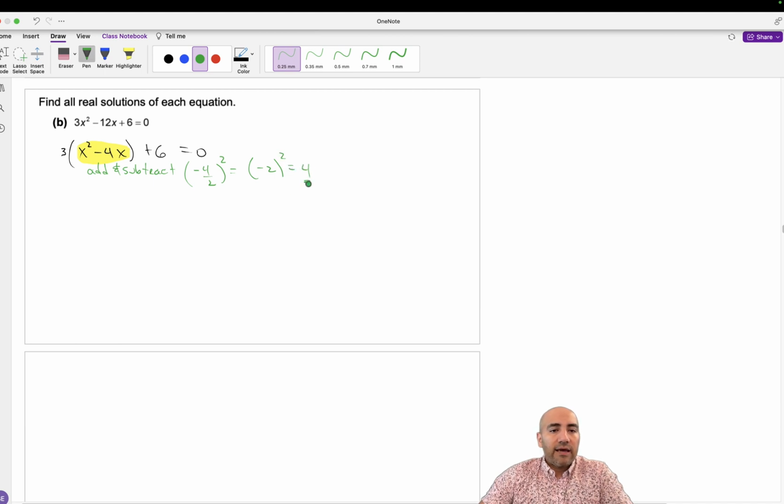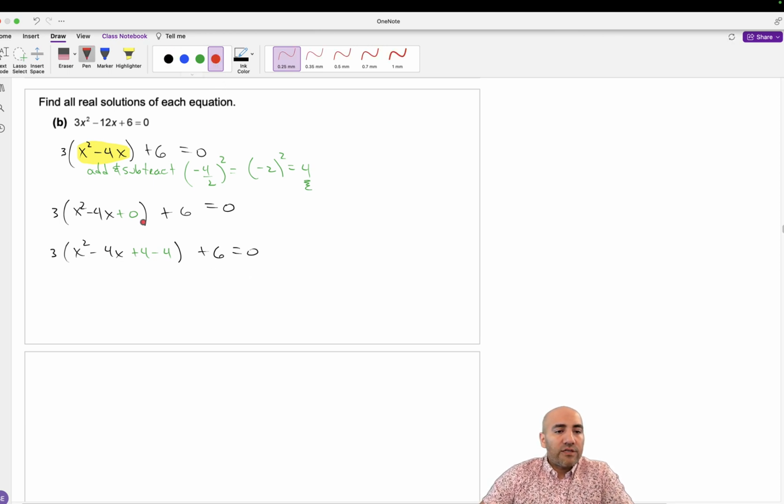So this is telling me that the perfect thing to add is a 4. I'm going to add a perfect 0: x squared minus 4x plus 0, the perfect 0, plus 6 equals 0. And now this perfect 0 is plus 4 minus 4. So this would be 3 parentheses x squared minus 4x, the perfect 0 is plus 4 minus 4, close that, plus 6 equals 0. Good. Now I'm guaranteed that the first 3 terms right here are going to be a perfect square trinomial.